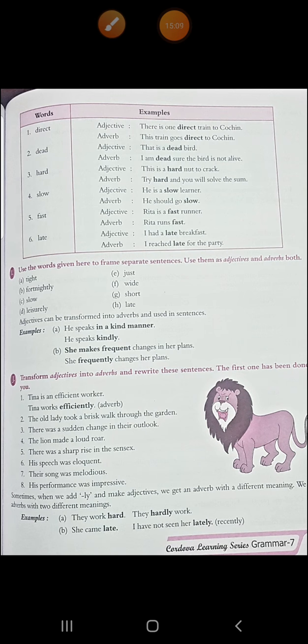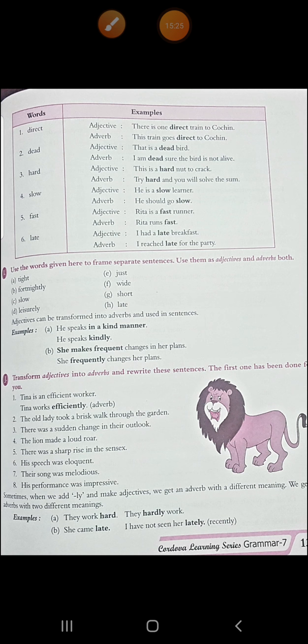Tight is, the dress is too tight for me. Here we are using it as an adjective. Then for adverb, my suitcase was packed tight. B is fortnightly. When we are using it as an adjective, the sentence will be, the meetings take place at fortnightly intervals. As adverb, he meets his aunt fortnightly.